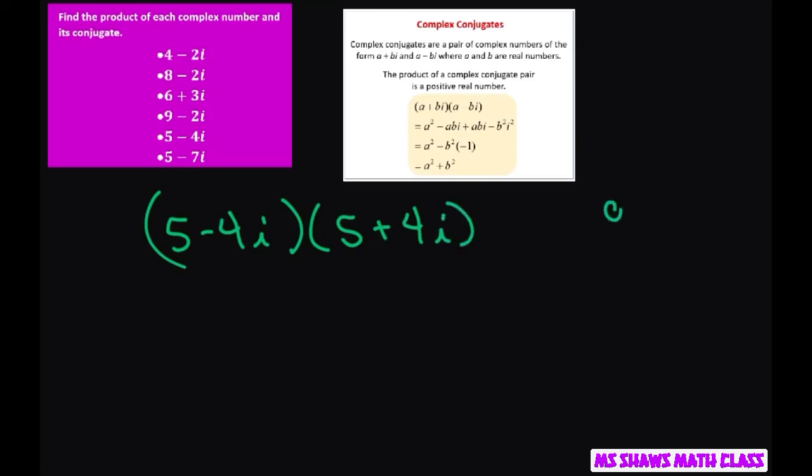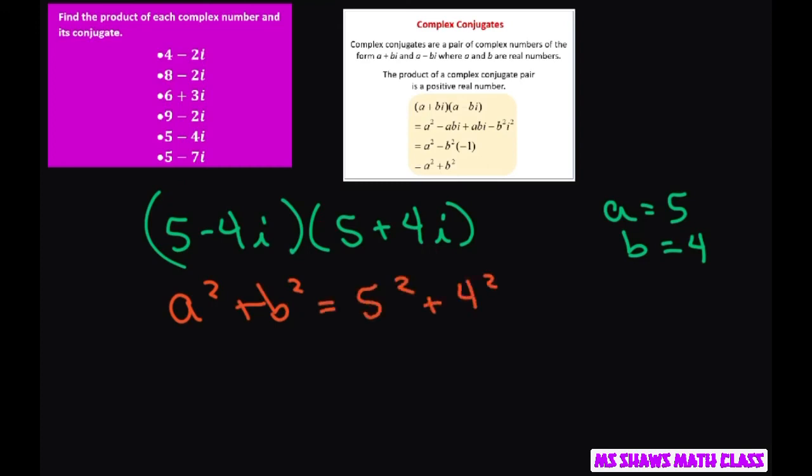a equals 5, b equals 4. Therefore, you get a squared plus b squared equals 5 squared plus 4 squared, which equals 25 plus 16, which equals 41.